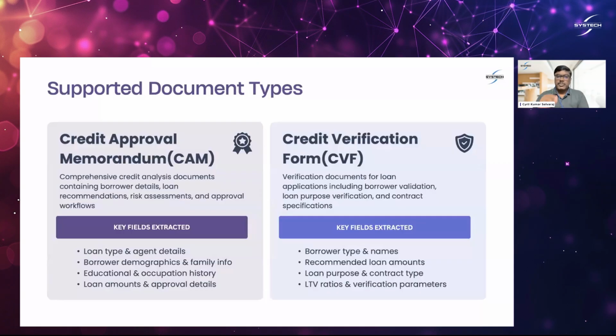As I mentioned earlier, we support two types of documents. One is the credit approval memorandum, and the second one is the credit verification form. The credit approval memorandum contains important key fields like borrower details and loan type, agent information, agent name, borrower demographic details and family information, education qualification and occupation history, the loan amount requested, and the approval details. These key fields are extracted with the use of this agent.